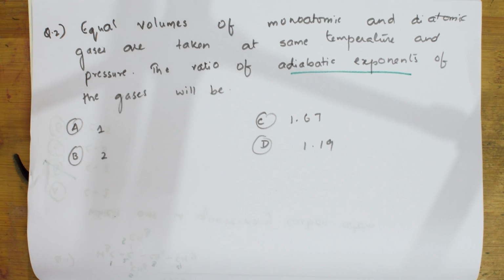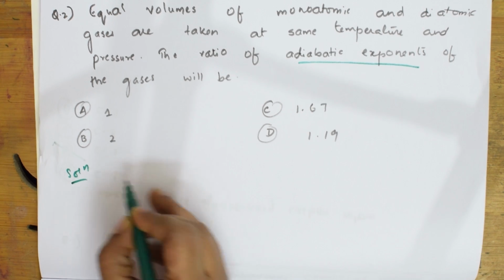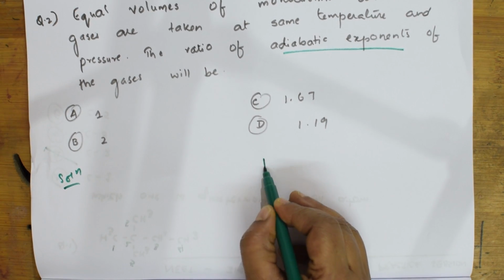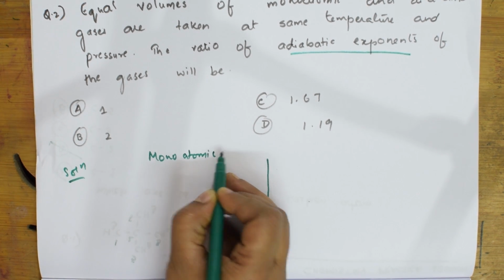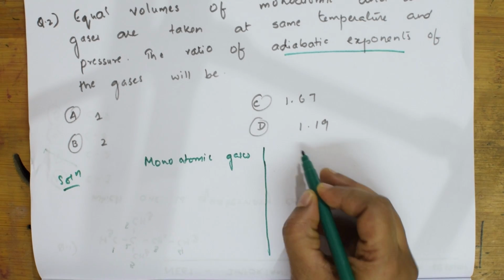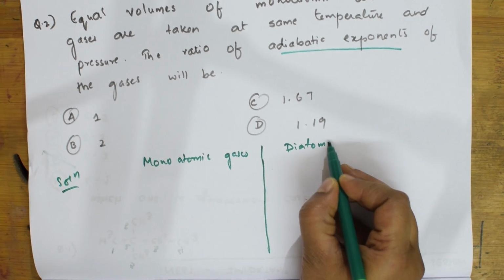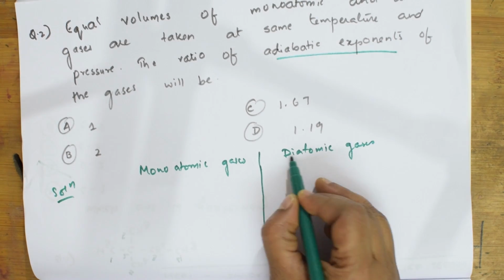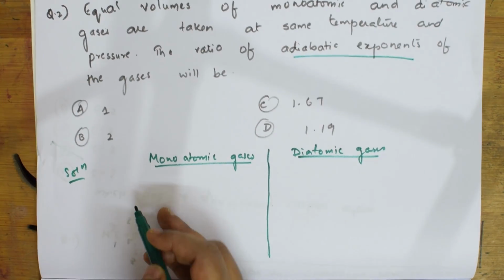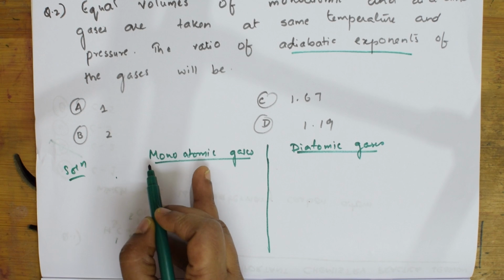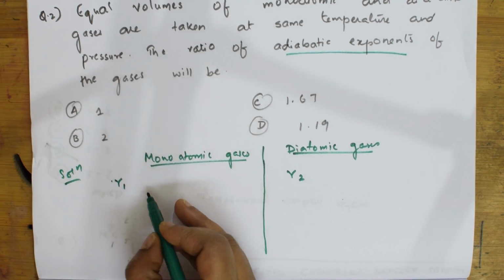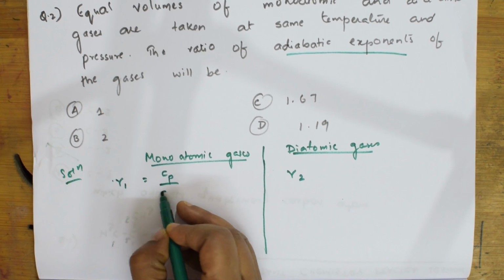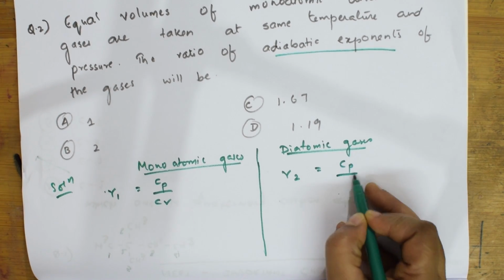So first of all, equal volumes of monoatomic and diatomic gases they've given. So for monoatomic gases, what is the adiabatic exponent? Let us take both. The first one is for monoatomic gases and the next one is for diatomic gases. For monoatomic, let us take gamma 1. For diatomic, let us take gamma 2. So what is the formula? Gamma 1 is equal to Cp by Cv. So gamma 2 will be the same thing, Cp by Cv.